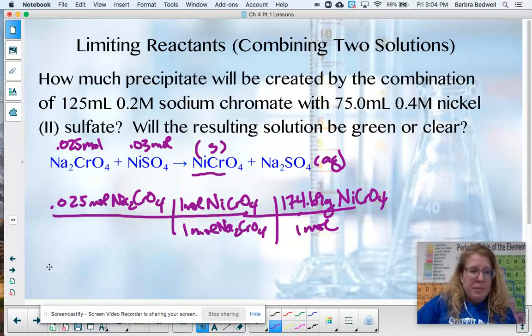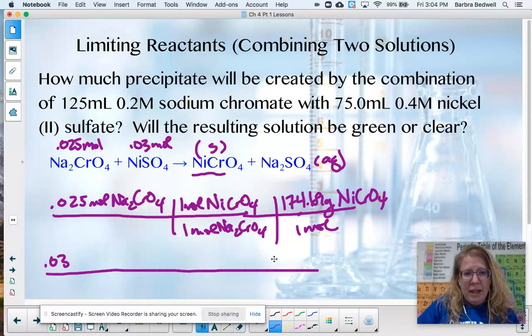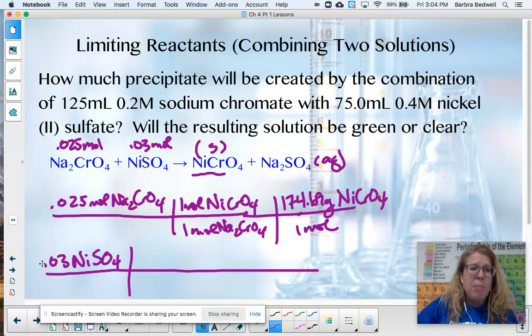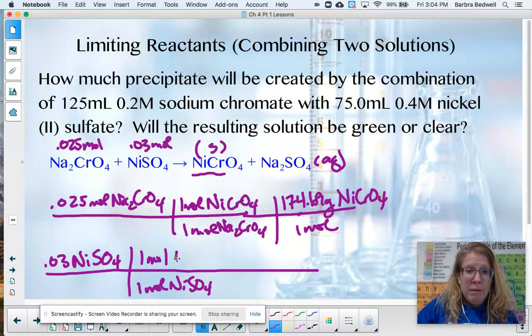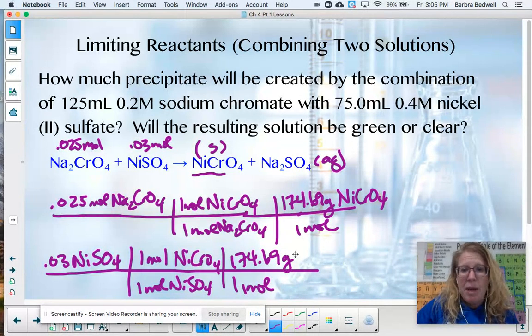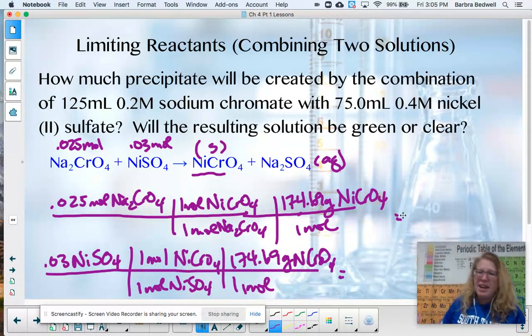I'm going to do the same thing for my other one. Again, I know I'm doing this the long way. I'm setting up that mathematical argument and showing my work. It's fine. I know it feels a little tedious, but you'll need to be able to do this with certain problems anyway. So I'm just going to set it up and show it. 0.3 moles of nickel sulfate. 1 mole of nickel sulfate can produce 1 mole of nickel chromate, NiCrO4, and yes, it's nickel 2 chromate the whole time. 1 mole of this stuff weighs 174.69 grams. And again, it's the same compound, nickel chromate, NiCrO4. All right, now I'll do my calculations and see which one we got.